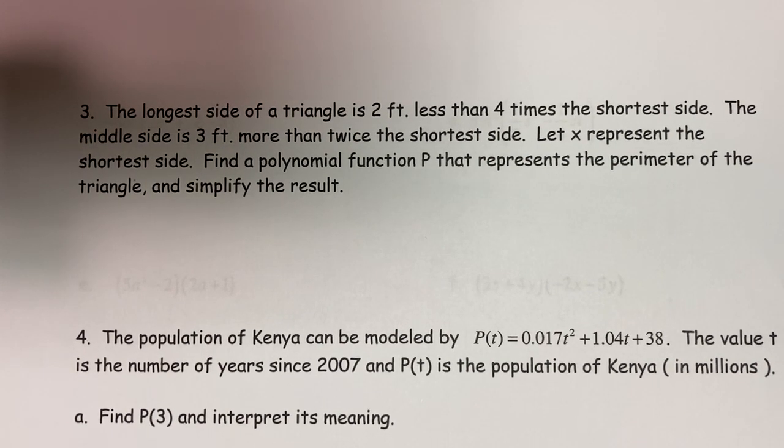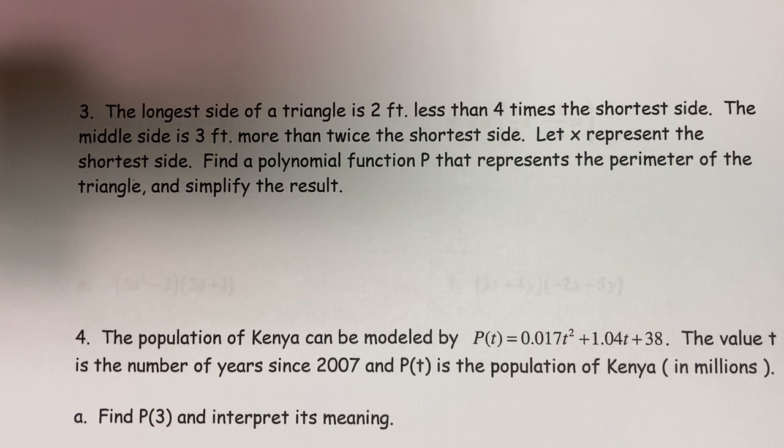So the longest side of a triangle is 2 feet less than 4 times the shortest side. The middle side is 3 feet more than twice the shortest side. Let x represent the shortest side. Find a polynomial function p that represents the perimeter of the triangle.